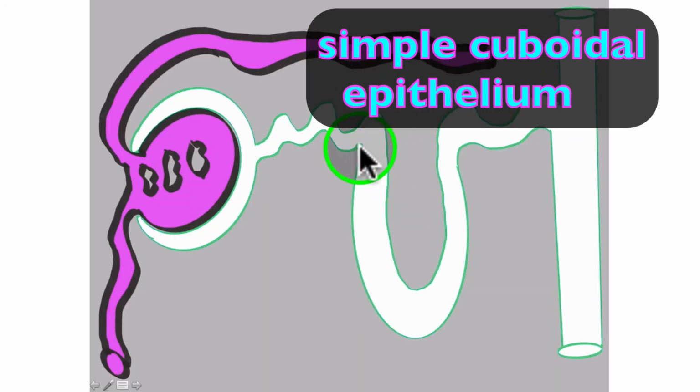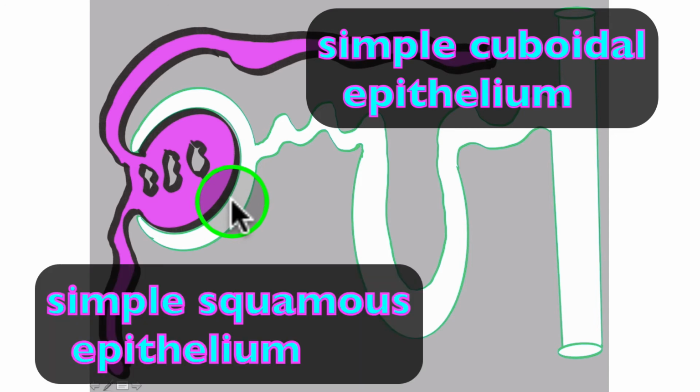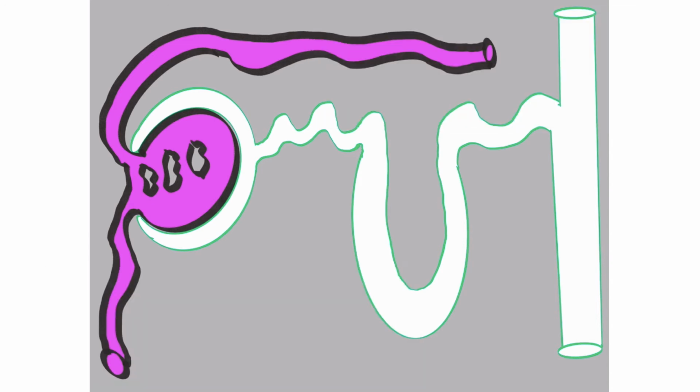If we look back here, this green line would represent simple cuboidal epithelial tissue, whereas Bowman's capsule is characterized by simple squamous epithelial tissue. One thing I've been remiss to mention yet is the overall functions of the urinary system. The urinary system, as we've just talked about, filters blood.